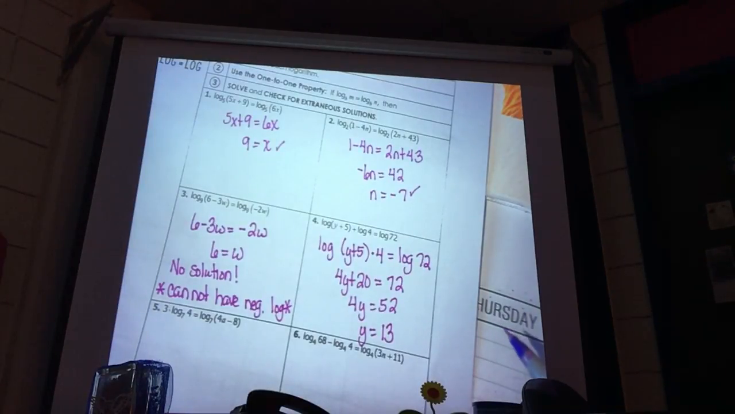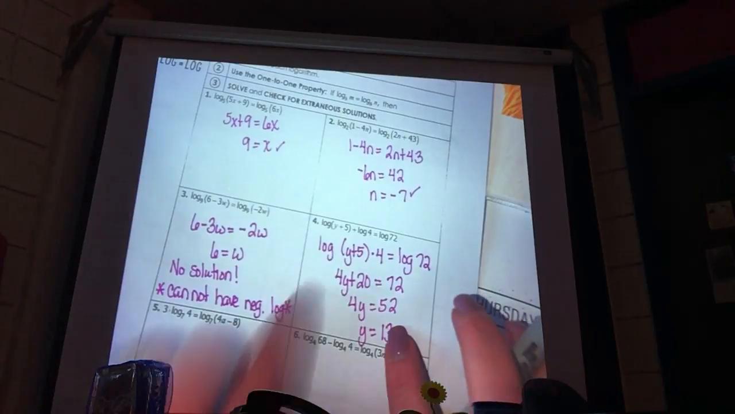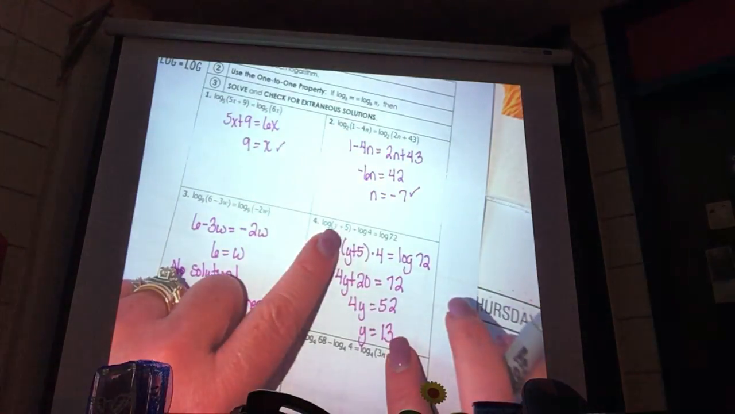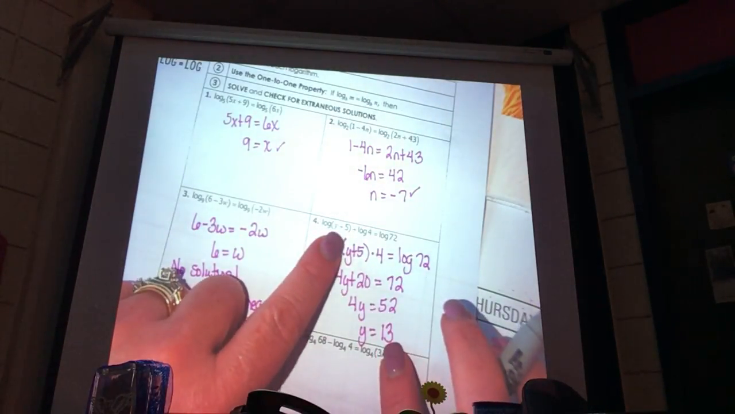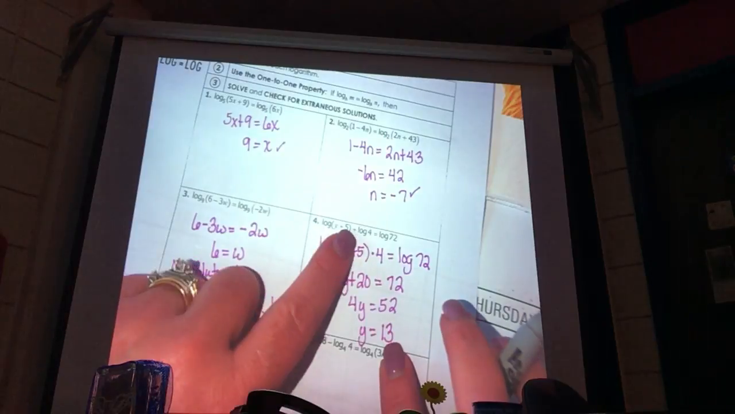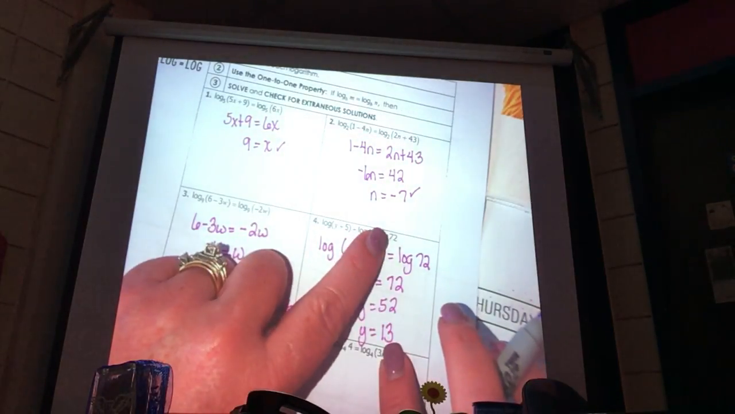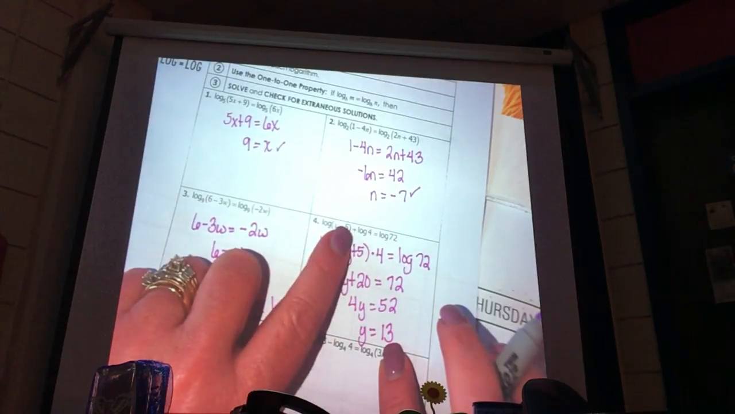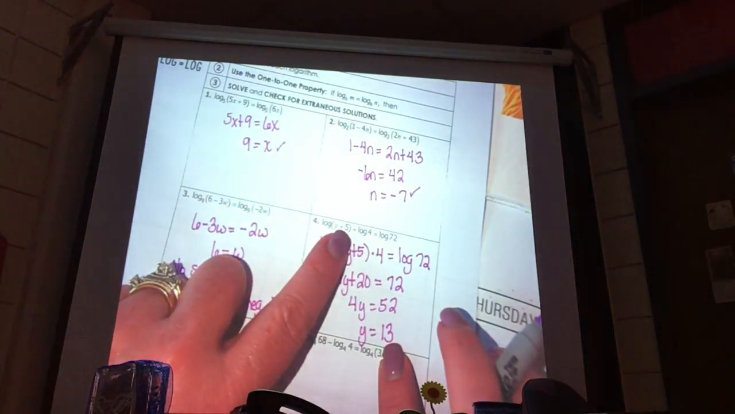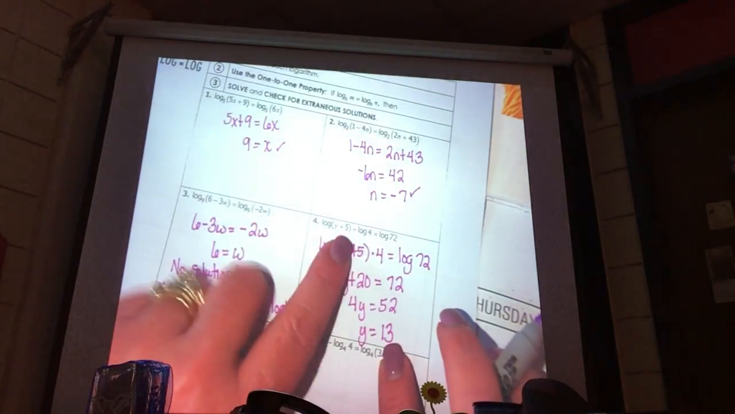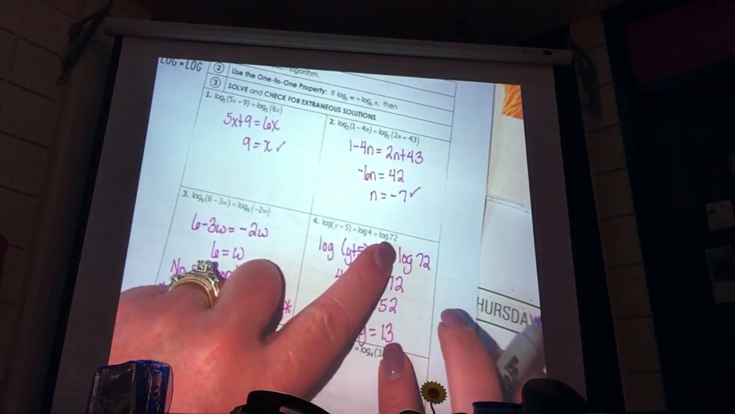Now, to check this, 13 plus 5 is 18. You might want to know this for your test on Thursday. 13 plus 5 is 18, times 4 is 72. Is everybody with me? Because I'm adding, that means I multiply. So when I check it, 13 plus 5 is 18, times 4, and I get 72.